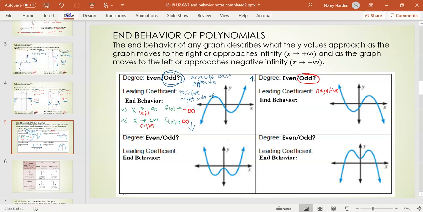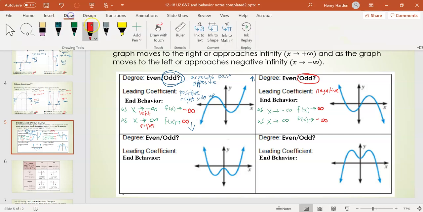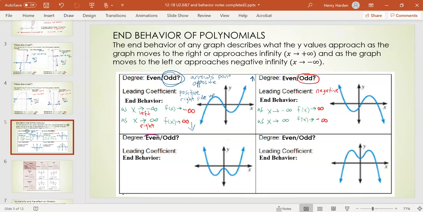So as we do the end behavior, we're going to say as x approaches negative infinity on the left, and then as x approaches positive infinity on the right, what is happening? Well, the function approaches negative infinity on the right side because of the negative leading coefficient. The left-hand side is going to point to infinity. And then when they're even, you see how the arrows point in the same direction.